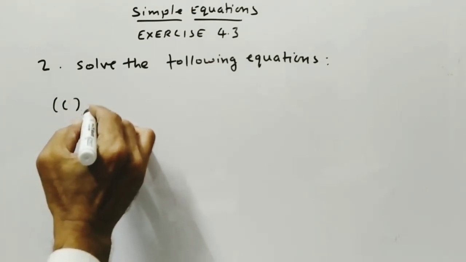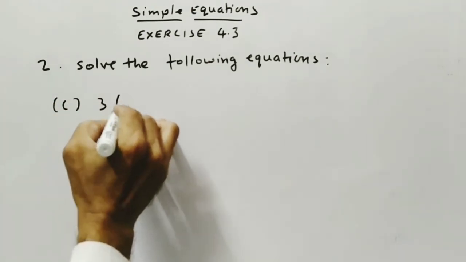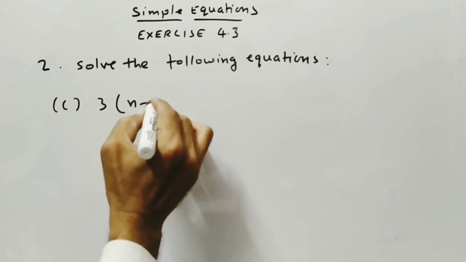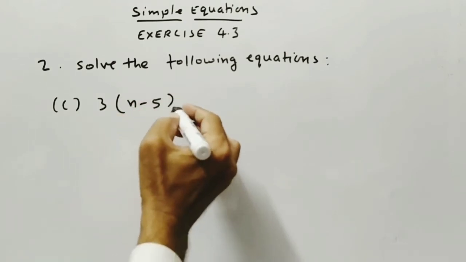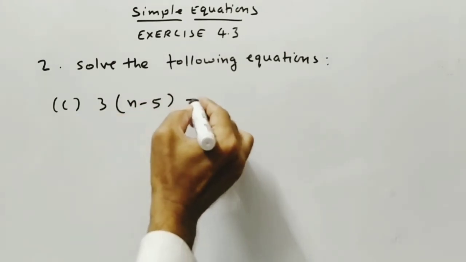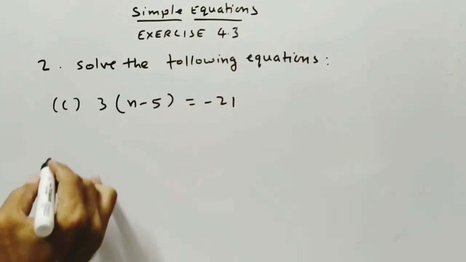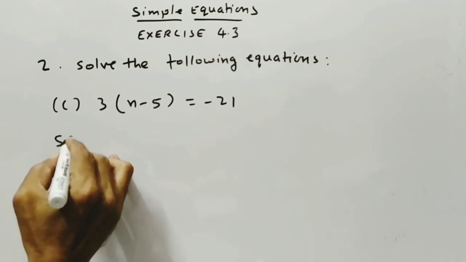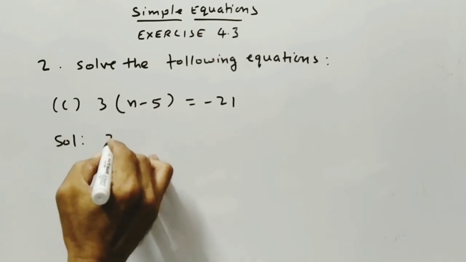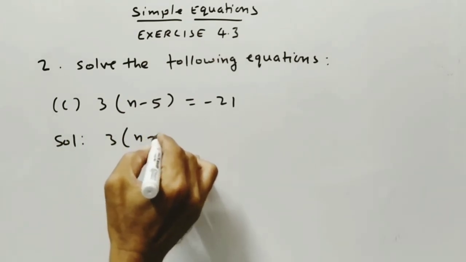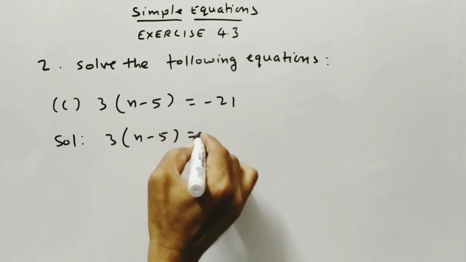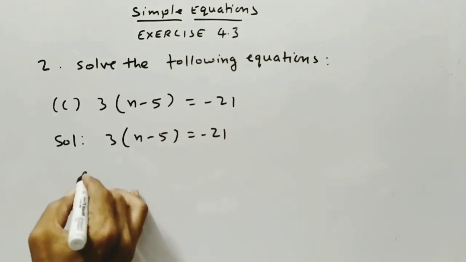C. 3 into n minus 5 is equal to minus 21. Solution: 3 into n minus 5 is equal to minus 21.